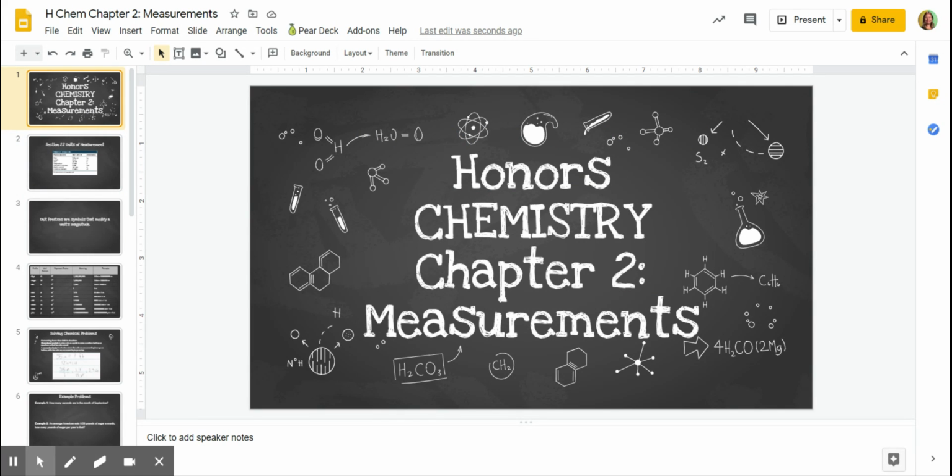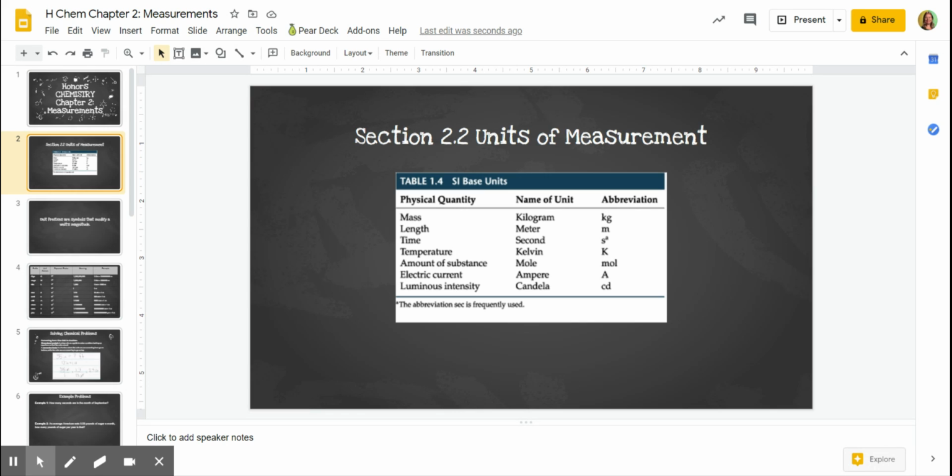Hello, today we're going to go over Honors Chemistry Chapter 2, which is about measurements. Section 2.2 discusses the units of measurement, and this table lists the SI, which stands for International System, base units. These are the units we use to measure the mass, length, time, temperature, amount, current, and luminosity.